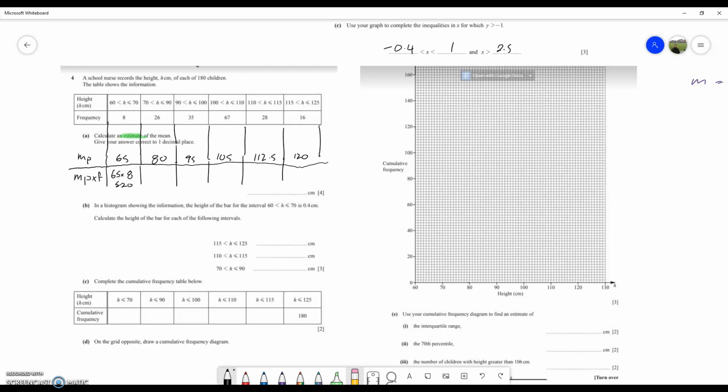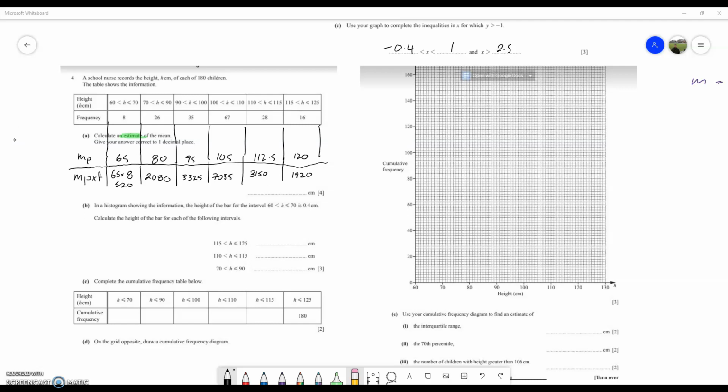I'm going to carry on for each of those values, working out the total. You do need to be careful about how you manage your answers here, but I will carry on and calculate that. So I'll go 26 times 80, which gives me 2080. I'll go 35 times 95, which will give me 3,325, and then I'll fill in all the rest of them.